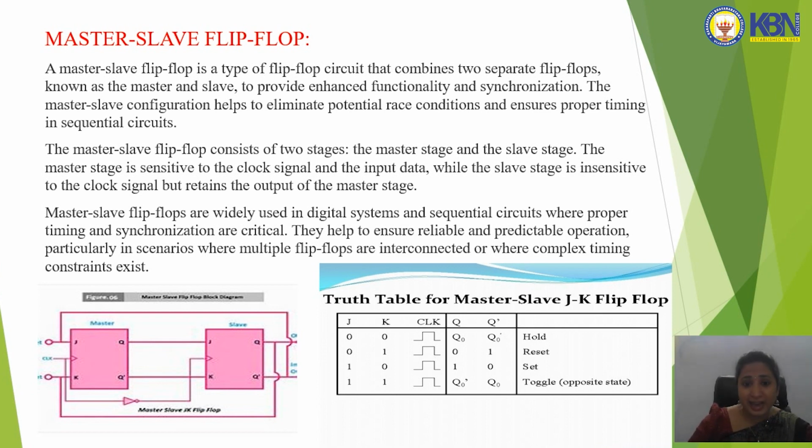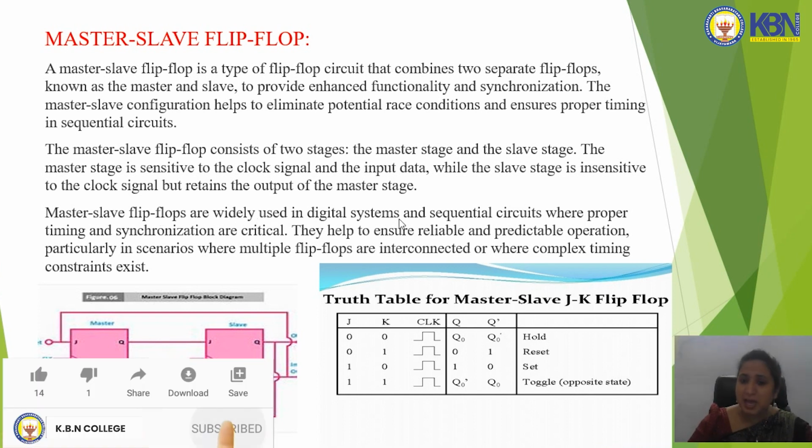To provide enhanced functionality and synchronization, the master slave configuration helps to eliminate potential race conditions and ensure proper timing in sequential circuits. It provides the proper timing for different kinds of situations. It has two stages, one is master and another one is slave. So we are using two different or same flip flops. Master slave flip flops are widely used in digital systems and sequential circuits where proper timing and synchronization are critical.